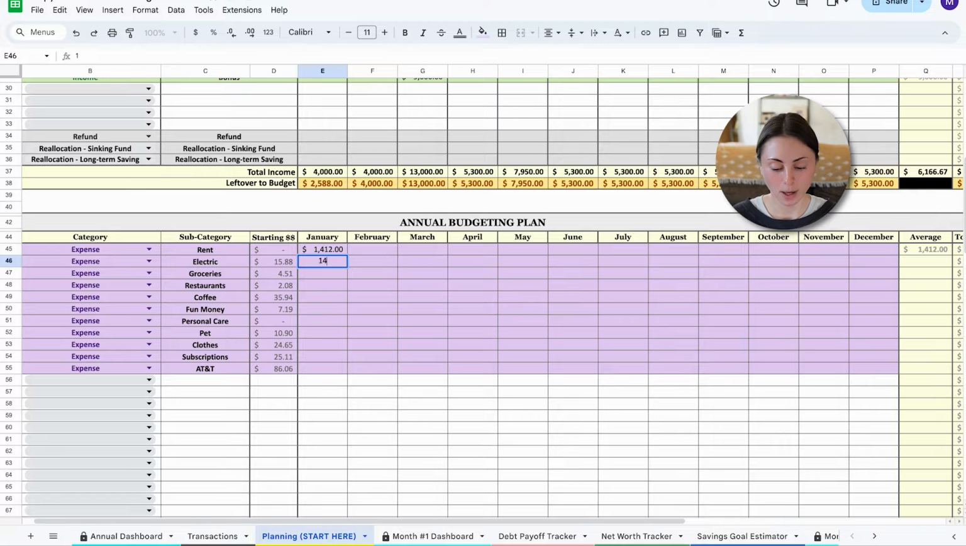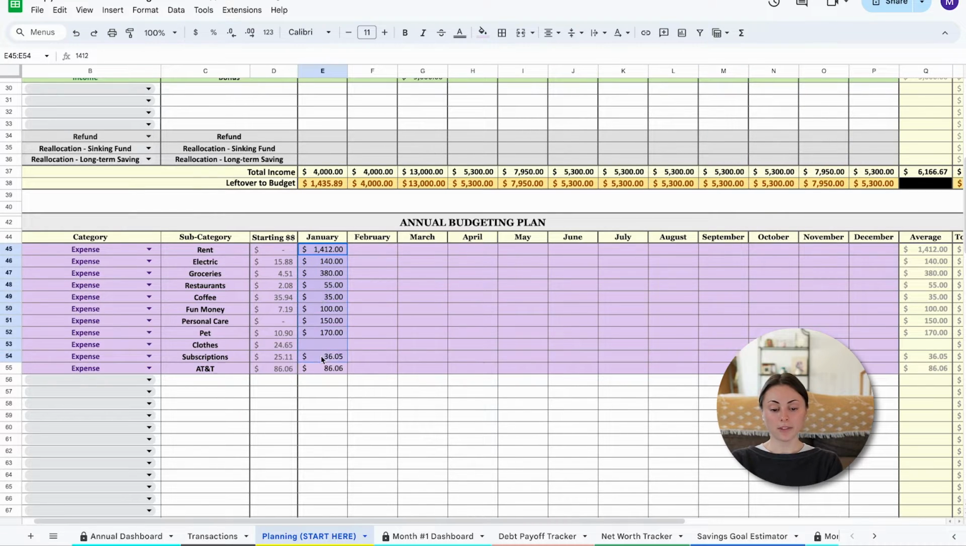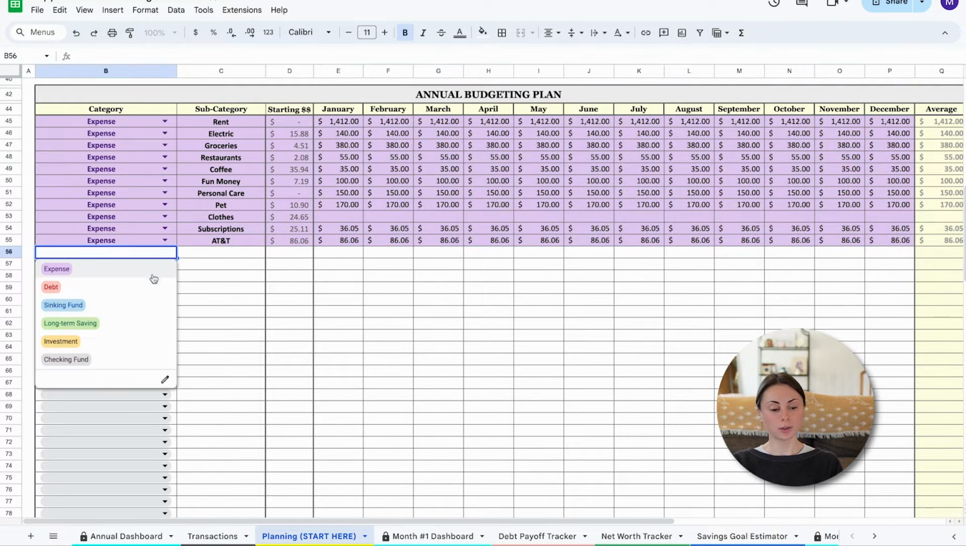Electric is about $140. Fun money has been an average of $230, but this also includes all of my personal care. So what I'm gonna do is just do 100, and then personal care is gonna get 150. We're just kind of guessing here. Pets, 170. It's kind of a lot. Clothes, I'm gonna leave blank and see if I have some extra later in my budget. So now that I have that, I'll take my estimates and extend it out for the entire year. And then I will move on to my debt.